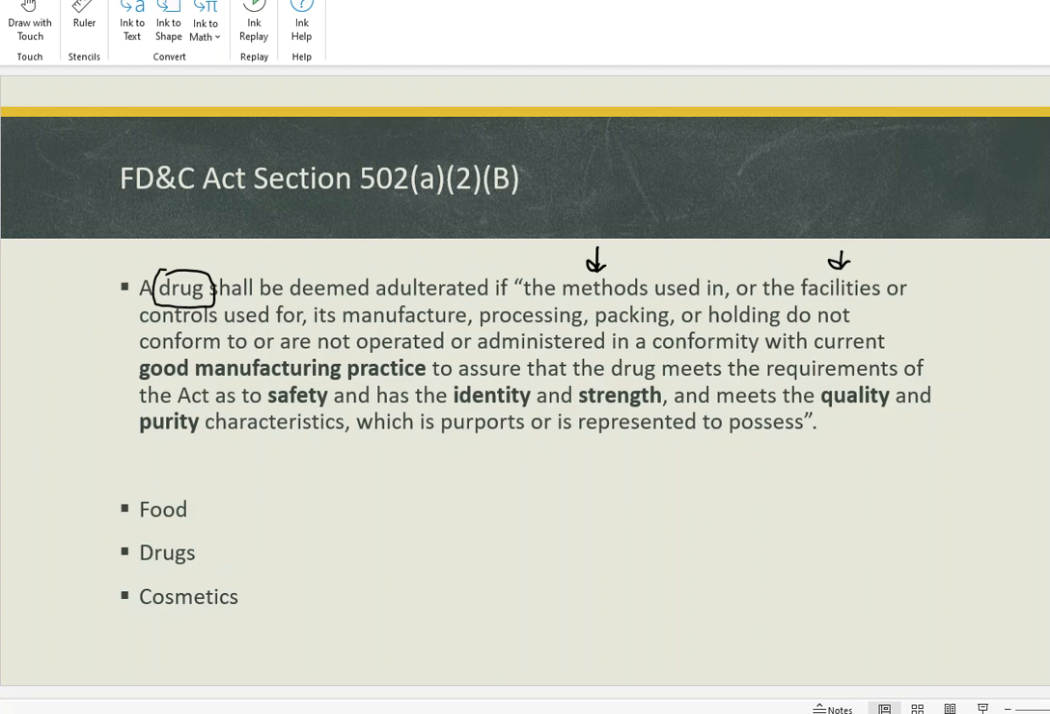So the methods used in or the facilities or controls used for the manufacturing, making of, processing, packing, or holding do not conform. All right, so if I'm on the manufacturing side of the house, and I could be, I don't know where I'm going to end up, right? So if I'm on the manufacturing side, they're going to be looking at all of these aspects. They're going to be looking at the manufacturing, so the steps that are needed to blend and mix and process and form it into a tablet if we're working for a pharmaceutical company.